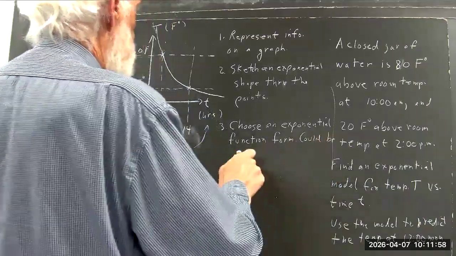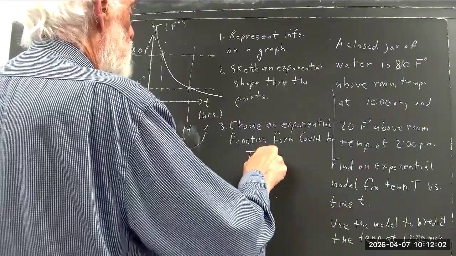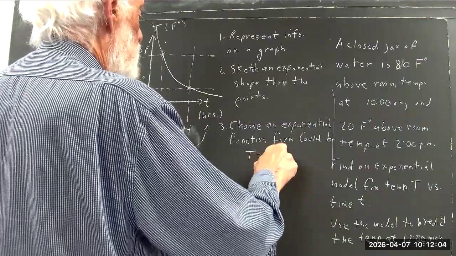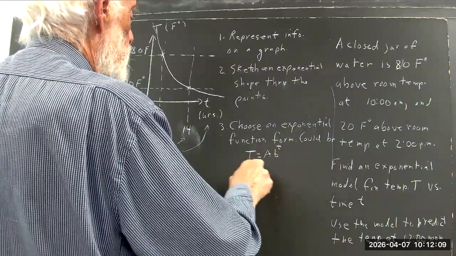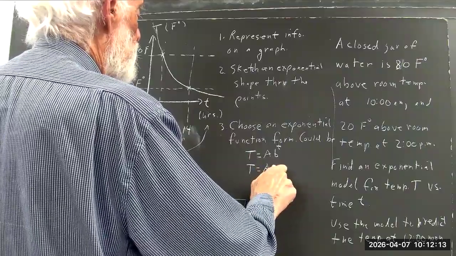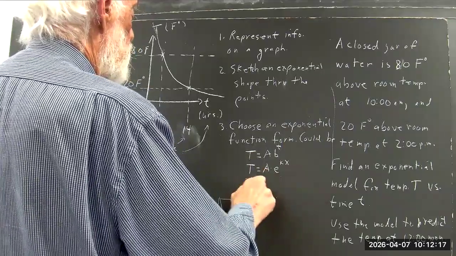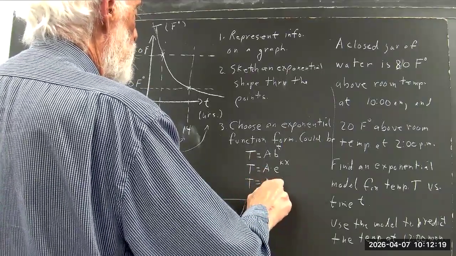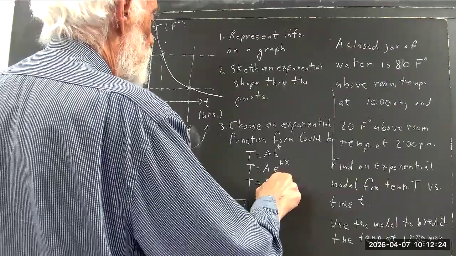Could be little t equals a times b to the little t. Could be big T equals a times e to the kx. Could be big T equals a times 2 to the kx. And there are other possibilities.